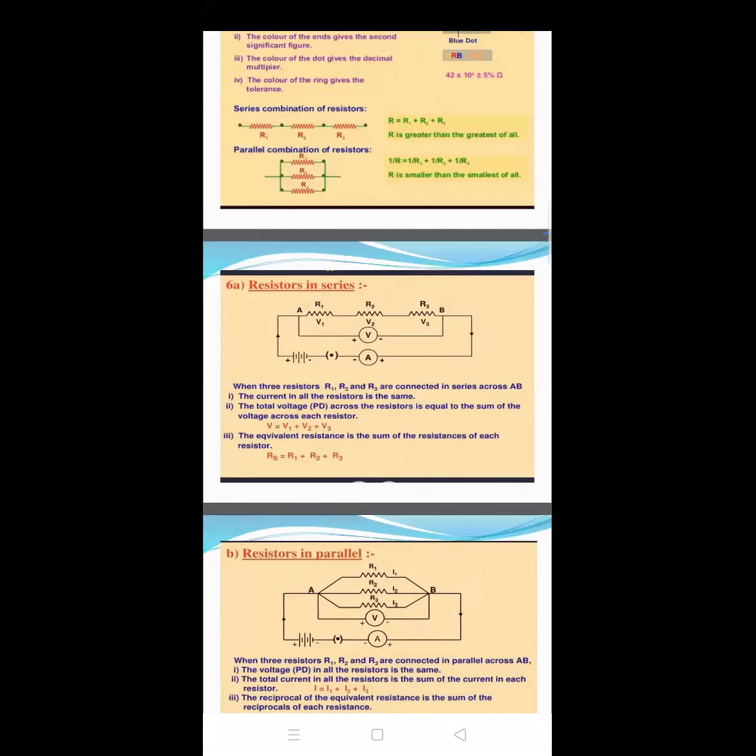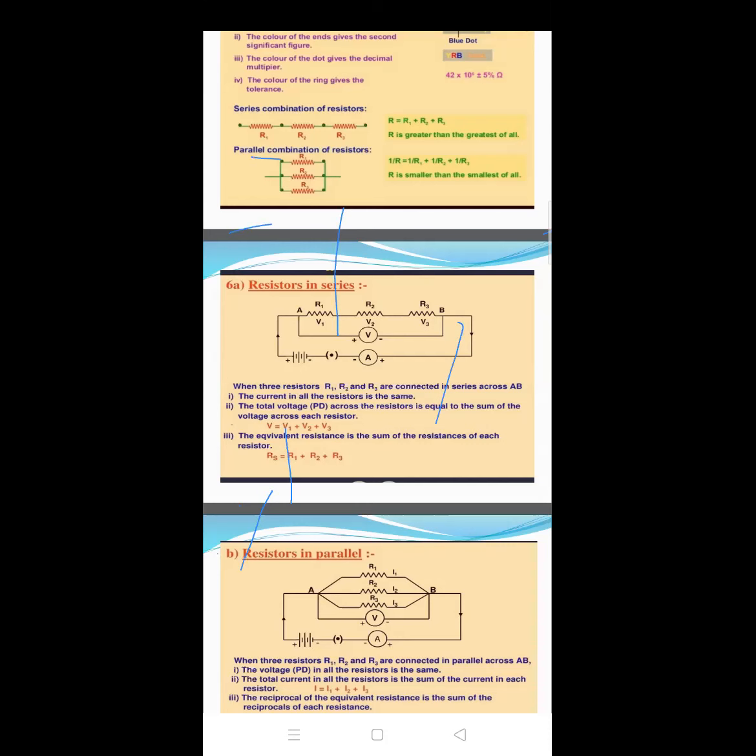Right? Now the total resistance in the circuit is greater than any individual resistance. So I think this is clear to you. This was series combination of resistance. Now we start parallel combination of resistance.